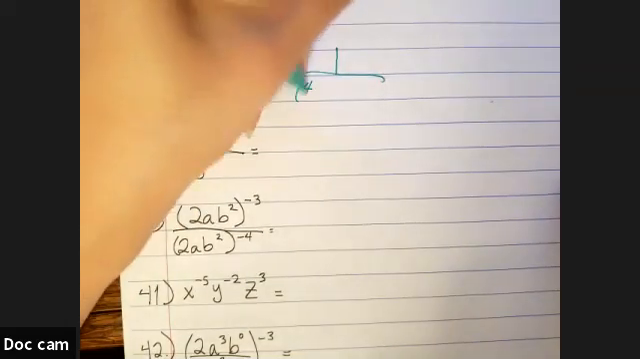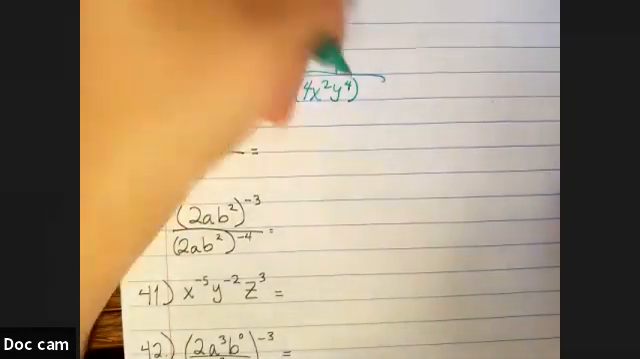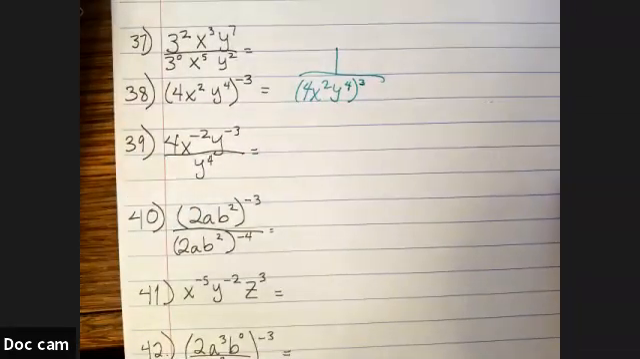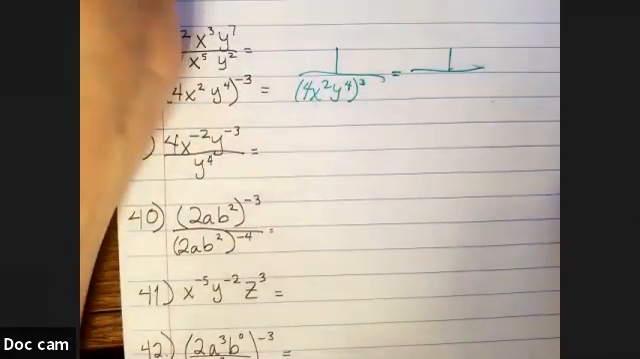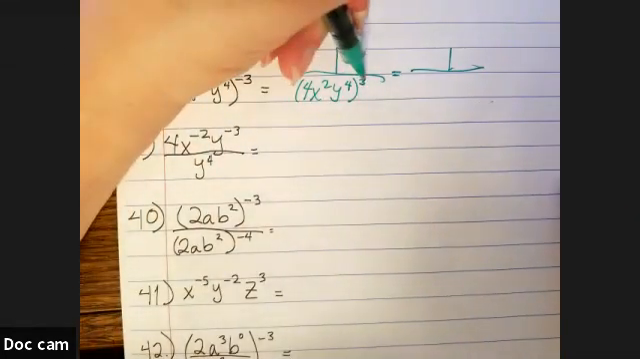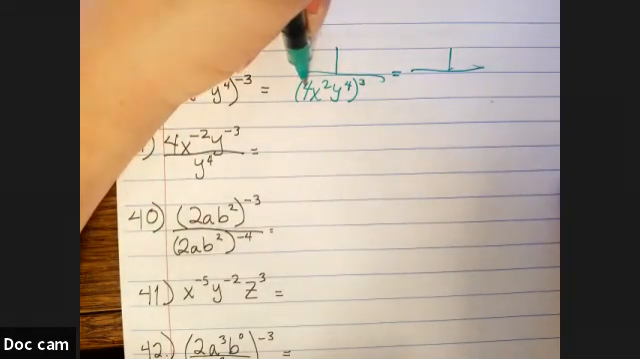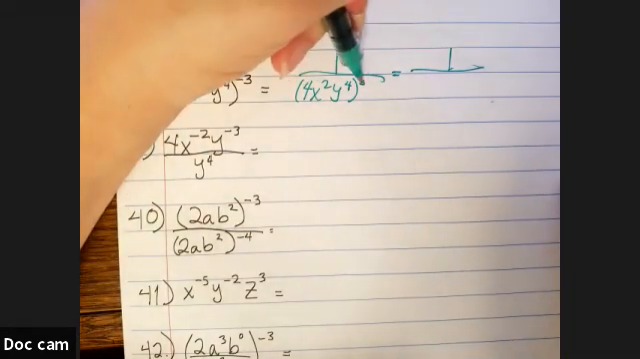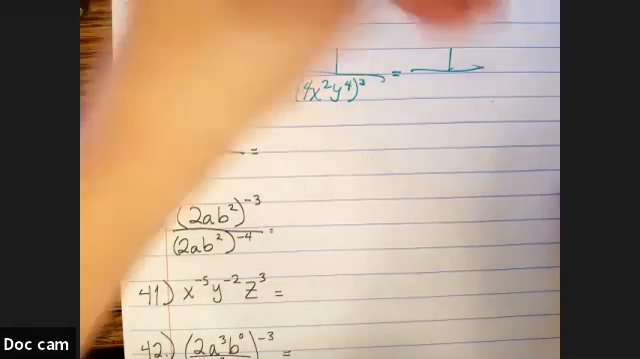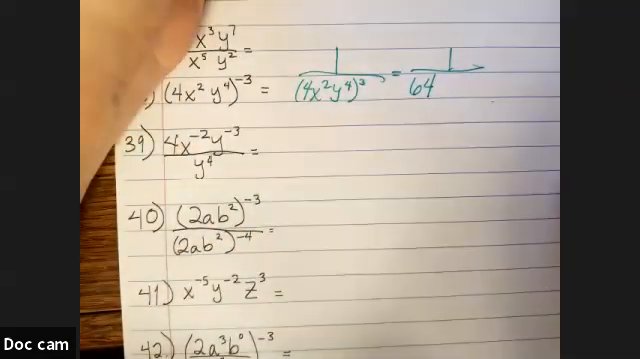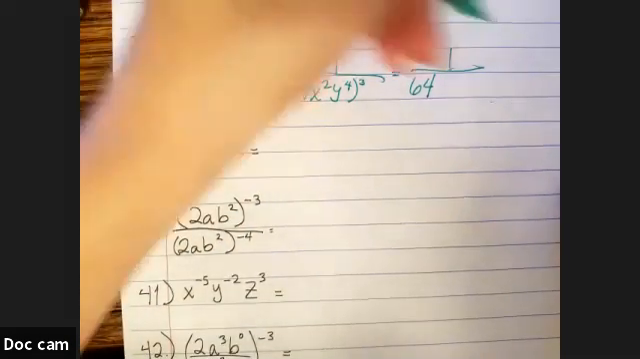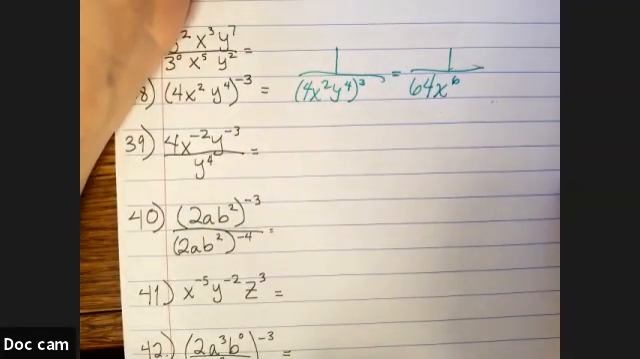So it would be parentheses, 4x squared, y to the 4th, close the parentheses, raised to the third power, and then it's still going to be 1 over all of this. And then again, don't forget to do the numerical coefficient raised to the exponent as well. So 4 to the third power is going to be 64. And then 2 times 3 is 6, so it's going to be x to the 6. And 4 times 3 is 12, so it's going to be y to the 12.